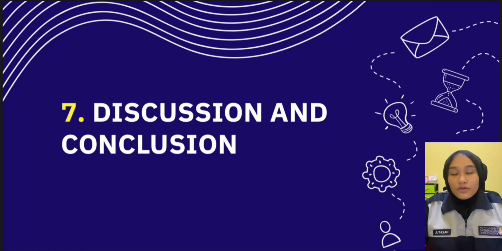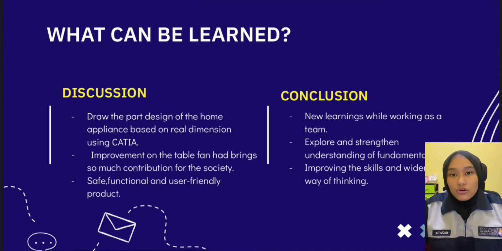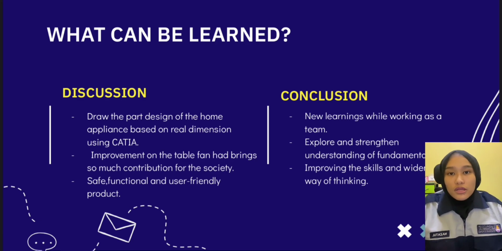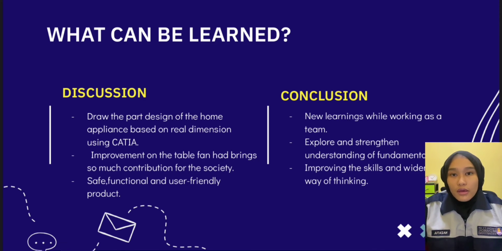The objective of this mini project is to draw the part design of any home appliance based on real dimensions using CATIA software. We had chosen table fan as our product and made some improvements to it. The improvements that we had made have brought so much contribution to the society as it is a safe, functional and user-friendly product.